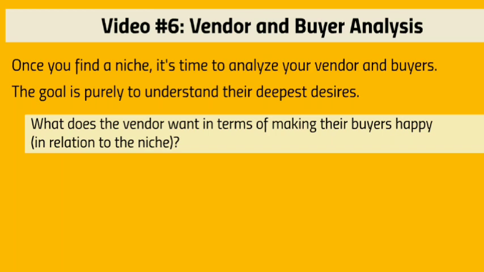So the first question is, what does the vendor want, in terms of why and what they want to do, and how they want to do it, as far as making their buyers happy? In other words, when a vendor sees something, they either think, well, this is something that my buyers definitely don't want, or this is something that my buyers really, really want, and I want to go out and make a special deal with another vendor for my buyers.